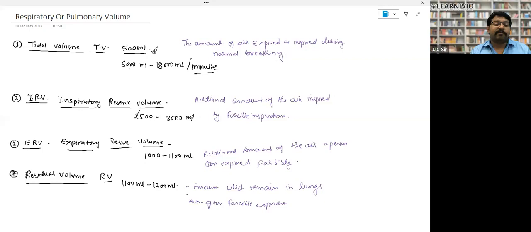This is called TV. It is 6,000 ml, means 6 liter, 6,000 ml to 18,000 ml per minute.